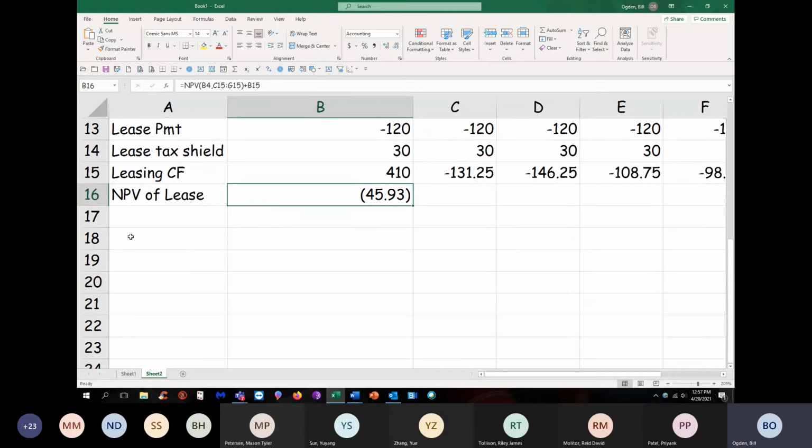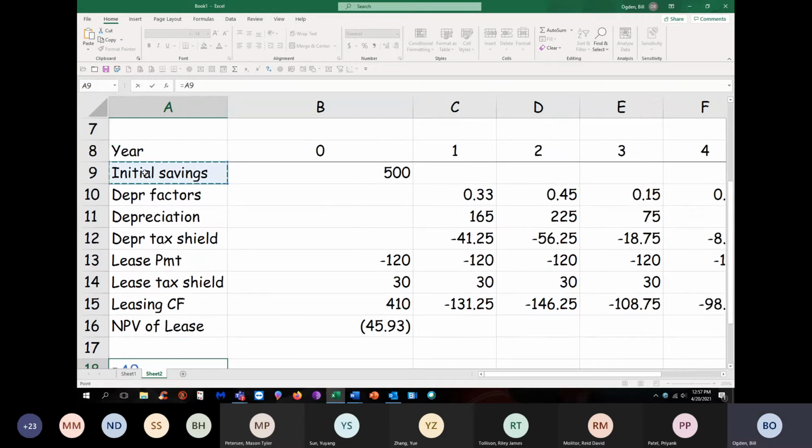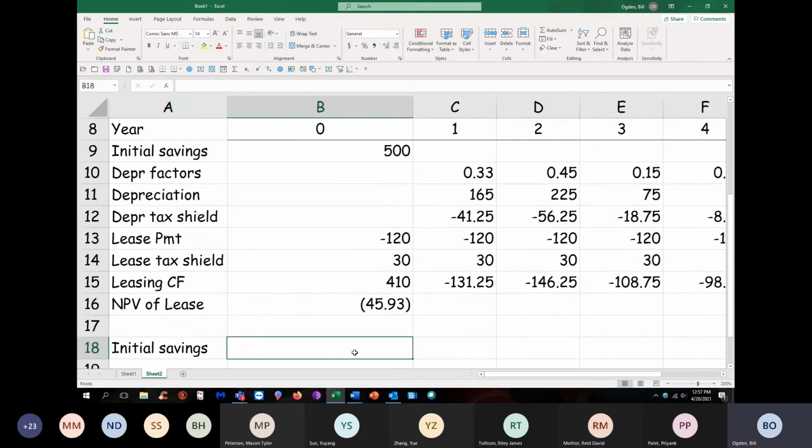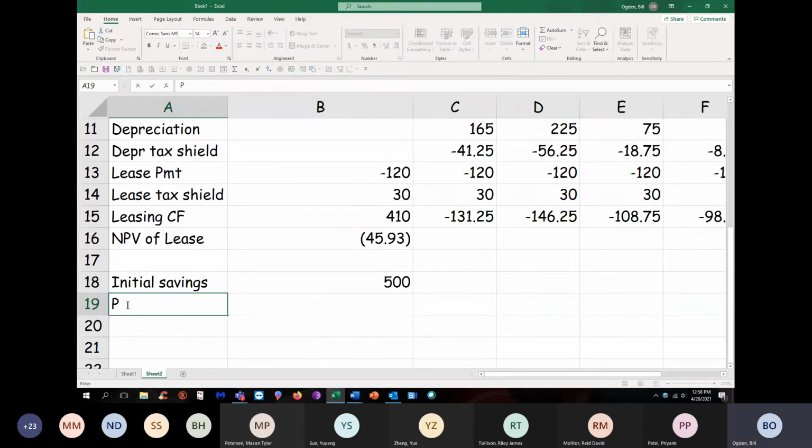And here we go. So let's start out with the initial savings, and that doesn't change. All right, then the next thing will be the present value of the depreciation factors.